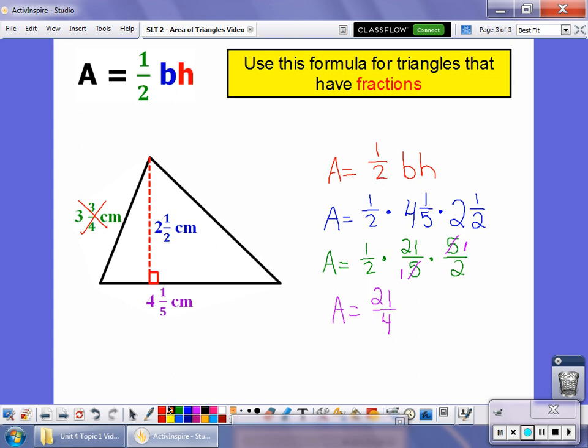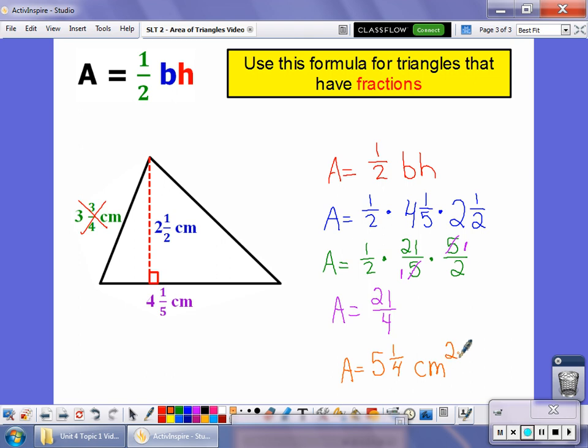Now I can't leave my fraction as an improper fraction. So I'm going to take this and turn it back into a mixed number. To do that, I take my numerator, divide it by my denominator. 21 divided by 4 goes in 5 whole times with 1 left over. So that 1 is my new numerator. My denominator stays the same. So 21/4 is the same as having 5 wholes and 1/4. So this area of this triangle is 5 1/4 centimeters squared.